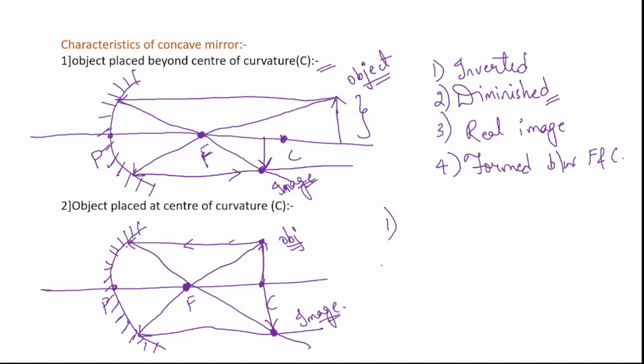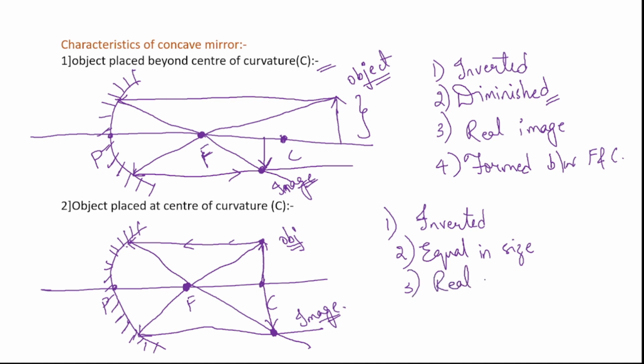What characteristics can we write from seeing this ray diagram? The image is inverted, right? It is not upright, it is upside down. So the image is inverted. Next, the image height and the object height both are the same, right? So they are equal in size. That is, the object size is equal to the image size. Next, it is a real image.